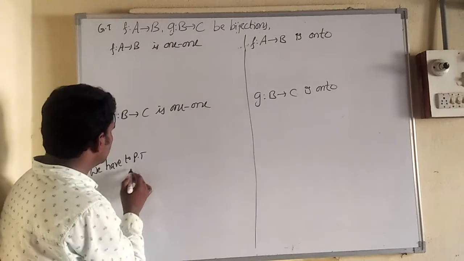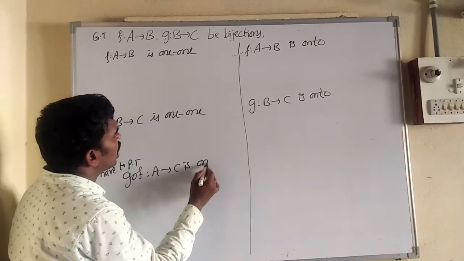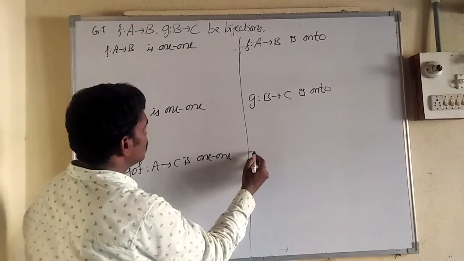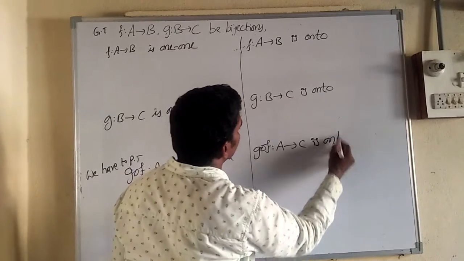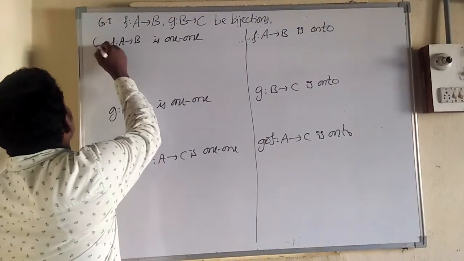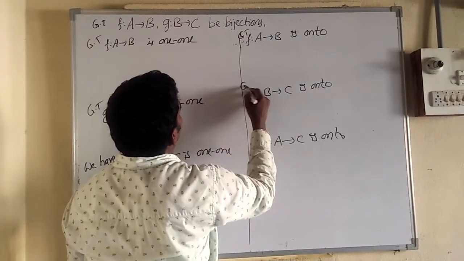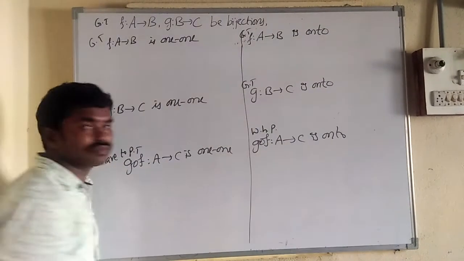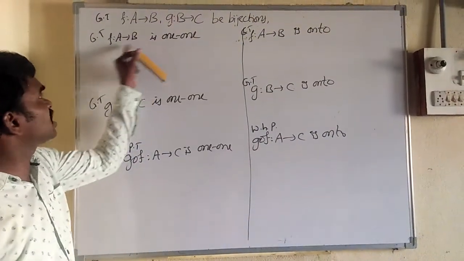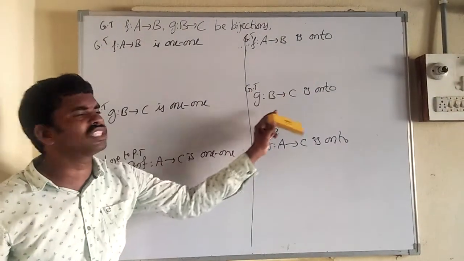What is the proof? g circle f maps from A to C is one-one and g circle f maps from A to C is onto. These two statements we have to prove. What is the definition of a one-one function? What is the definition of onto?